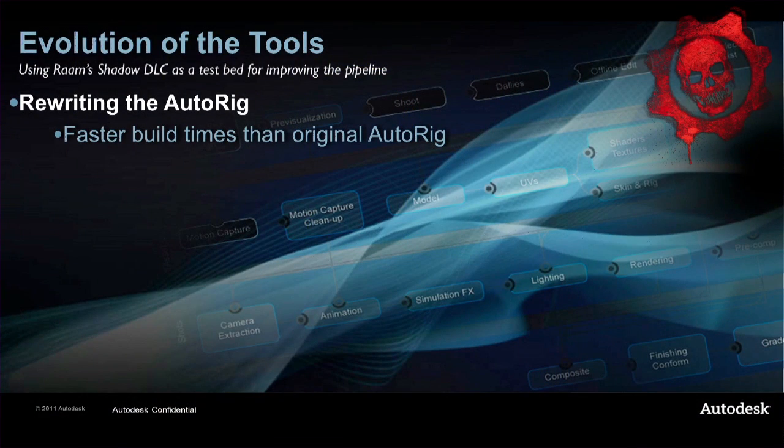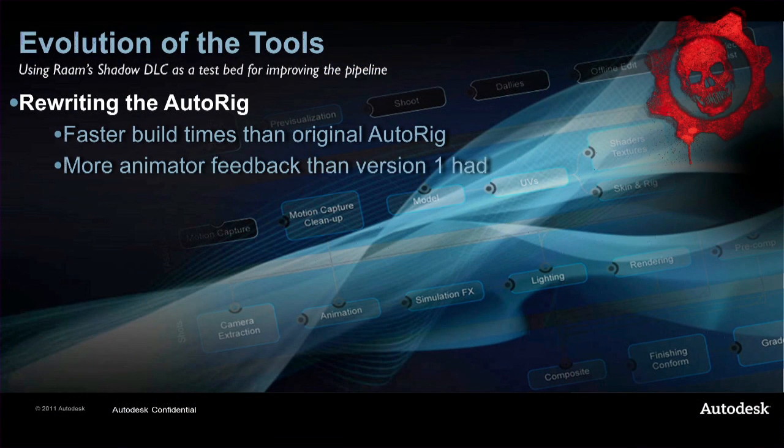So again, much faster build times than the original auto rig. 2 seconds to 40 seconds. It's definitely faster now to build the rig than it is to open a file. Because our animation team had pretty much tripled, I had a lot more feedback. I was able to go to those guys, ask for feedback, and get a lot of useful information back.